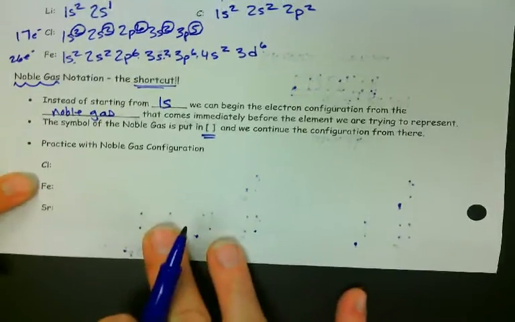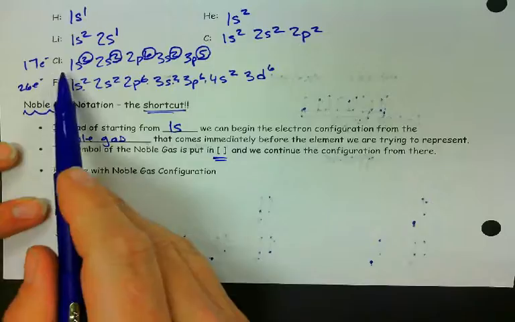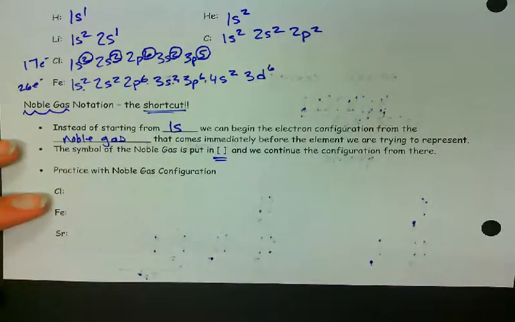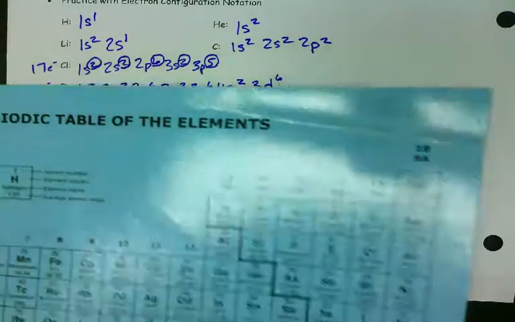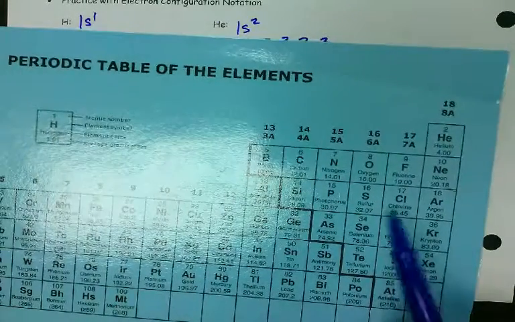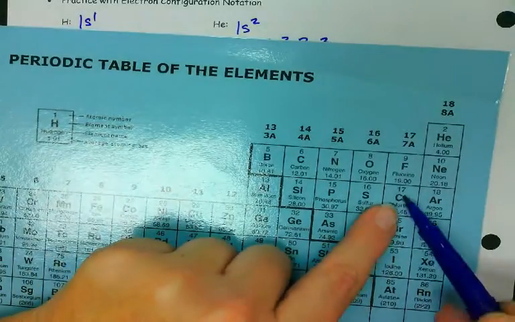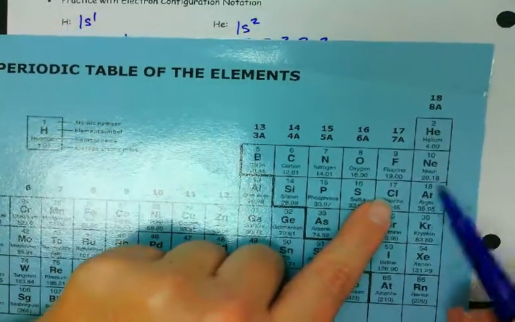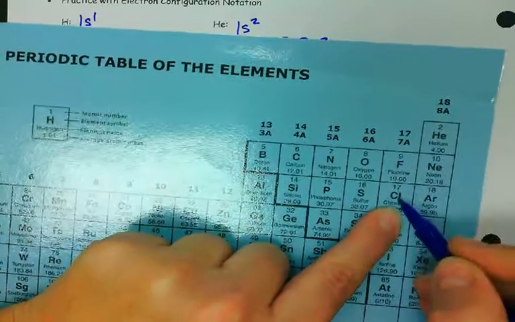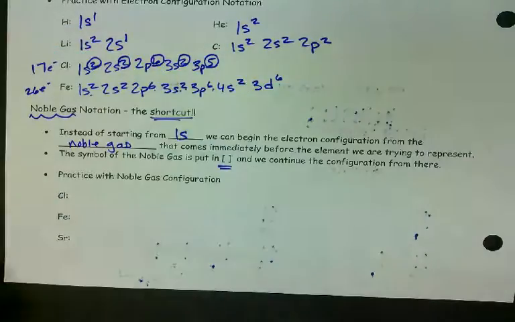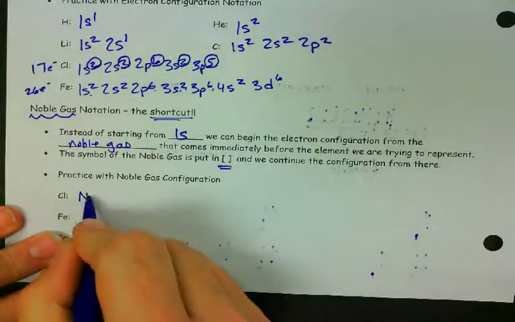So the very first one is chlorine. So if we look up here with what we already wrote up here, okay, that was pretty long. So let's go ahead and look on your periodic chart, and you're going to look before chlorine. You're going to have to go backwards, or you're going to have to figure out what noble gas was before it. Not the one next to it, not the one after it, the one before it, and it's neon, okay? So we're going to take that neon, and we're going to put it in brackets.